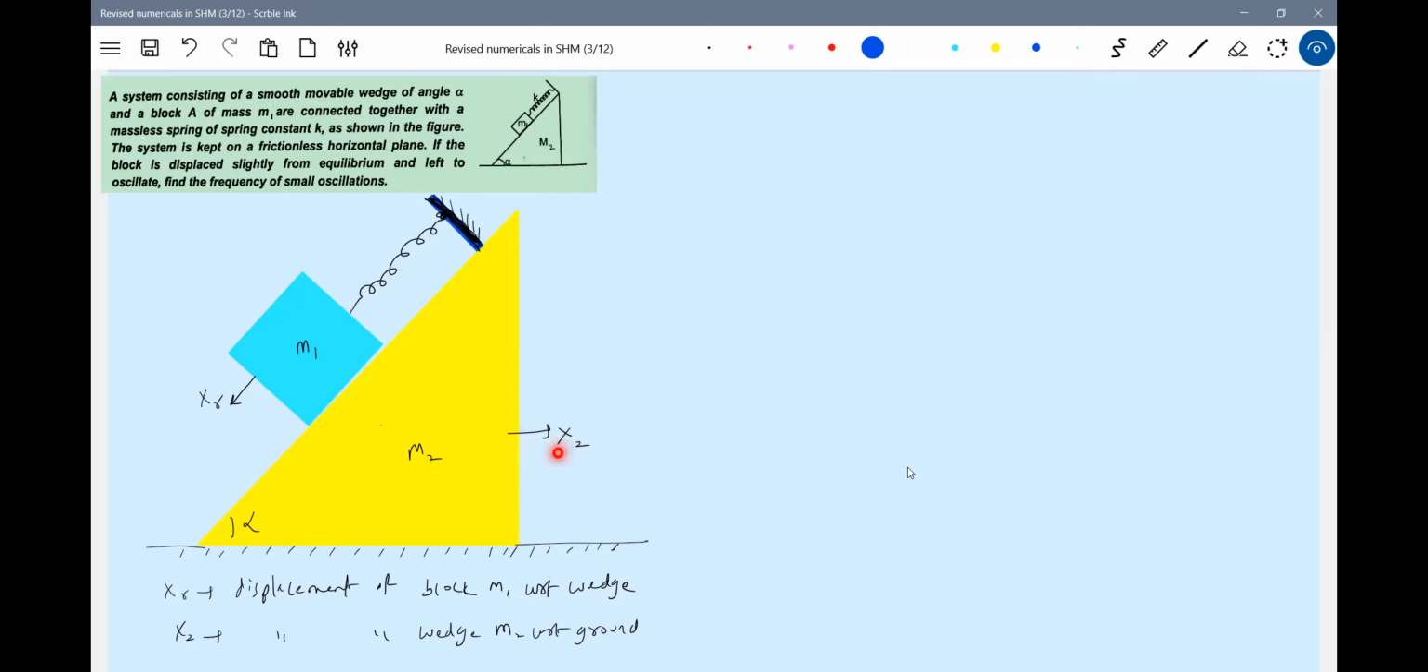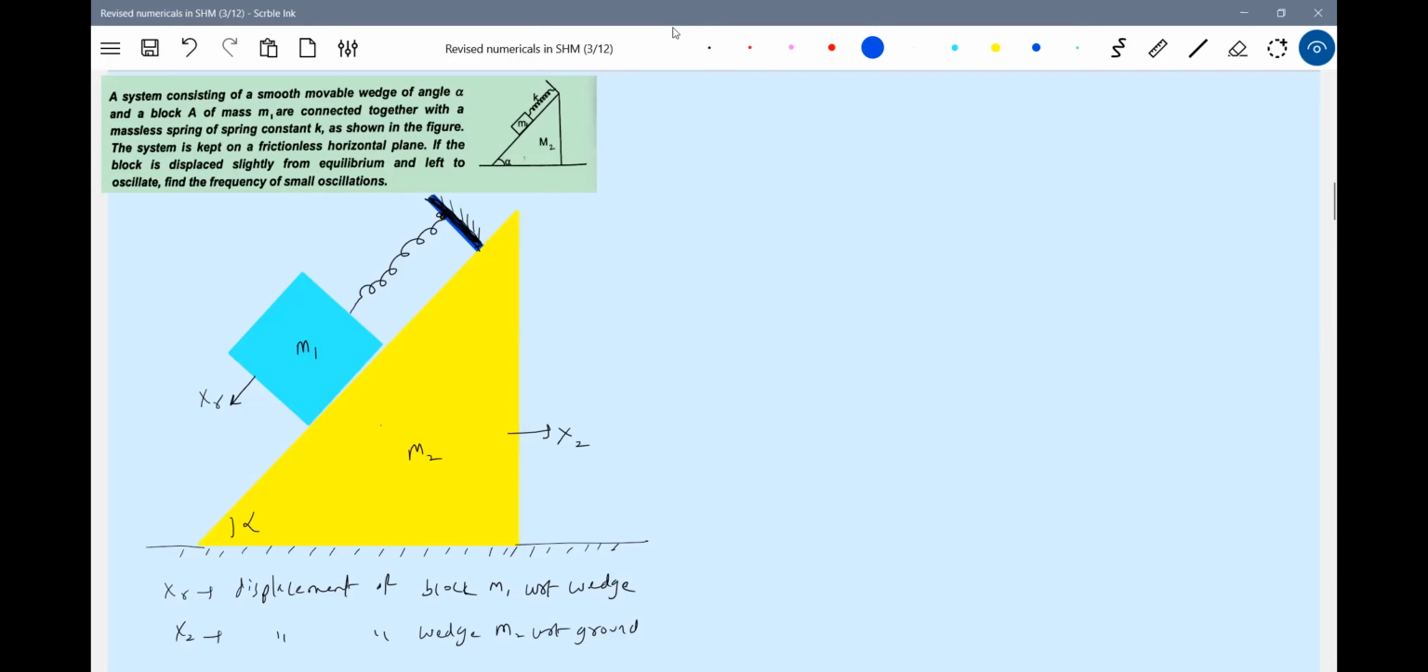Now if I differentiate this, dx2 by dt, what do I get? I get the speed of the wedge. Similarly, if I differentiate dxr by dt, I get the speed of the block with respect to the wedge. I know the speed of the wedge. Can I bring the other quantities? So here, first we'll calculate the displacement of the block with respect to the ground along the x and y axes.